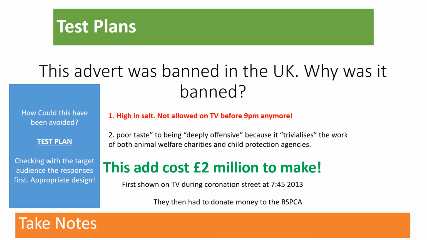So how could this have been avoided? Well, they should have created a test plan, and they should have checked with the target audience and their responses first. Did it have an appropriate design? Was it suitable for the time it was shown? And there might have been other things that they could have thought about in the validation.